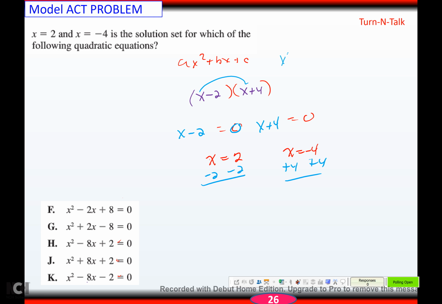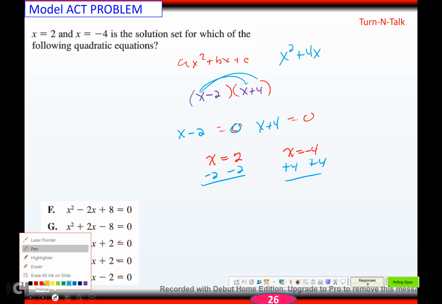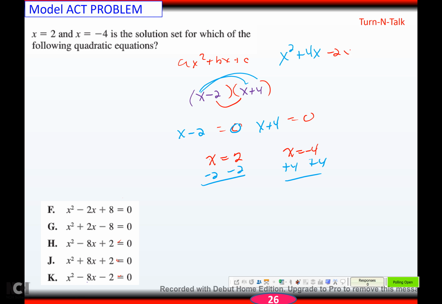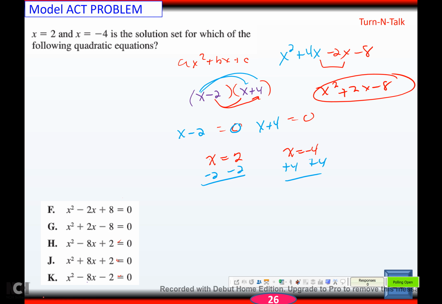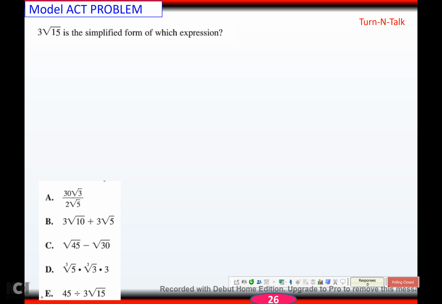X times x is x squared. X times 4 is 4x. -2 times x is -2x. -2 times 4 is -8. Combine like terms and I get x squared plus 2x minus 8. Yeah? Alright, try this one, hit pause, come back when you're ready.